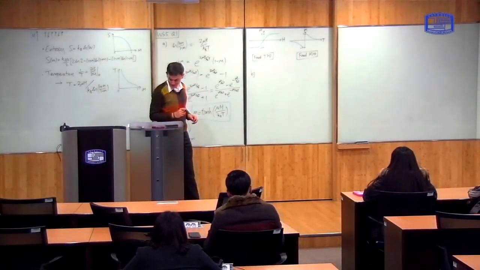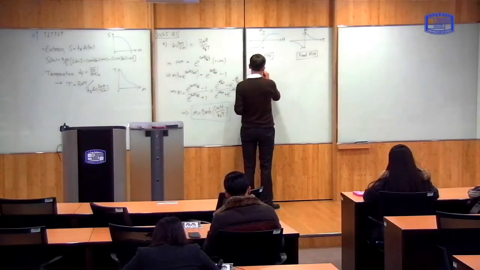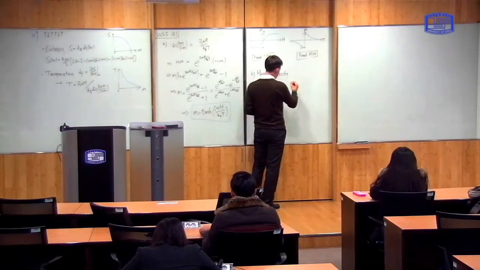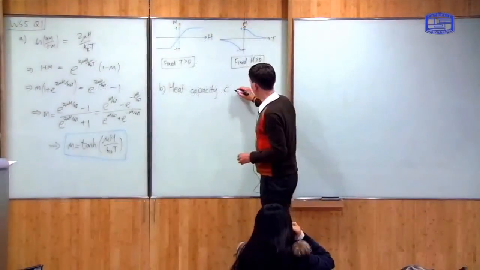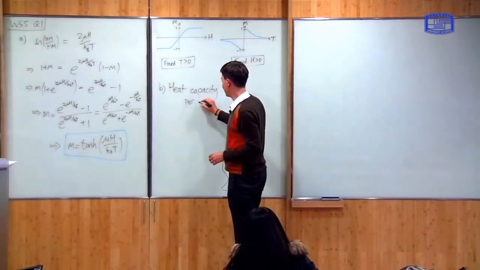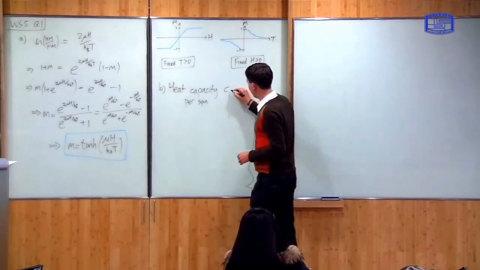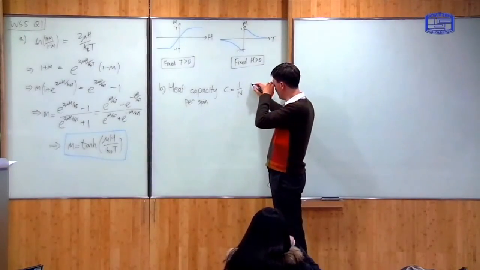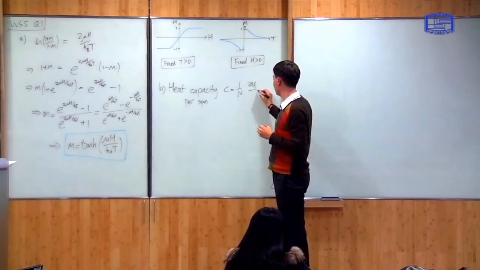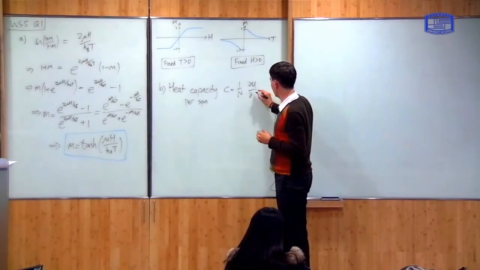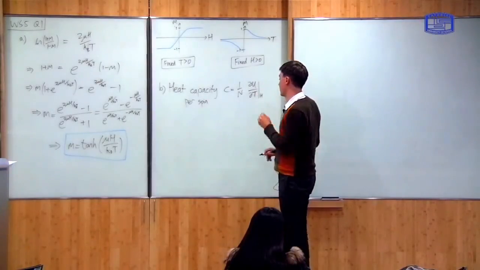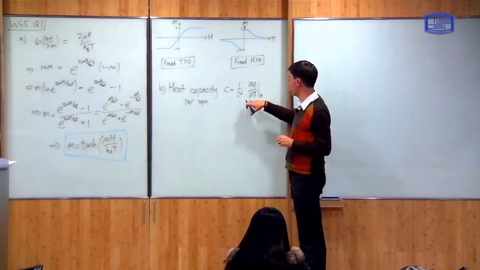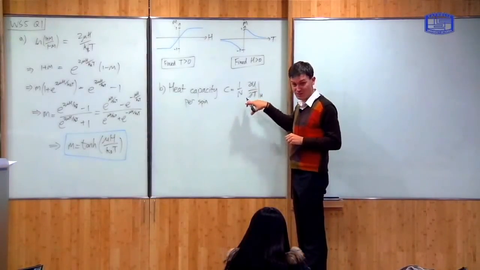Part B is asking you to find the heat capacity, which is a quantity we're going to be very interested in for the remainder of this course. The heat capacity per spin I want to calculate is defined as 1 over N times how much the energy changes as a function of temperature. So how much energy do I need to change the temperature by a fixed amount? This is the definition of heat capacity.